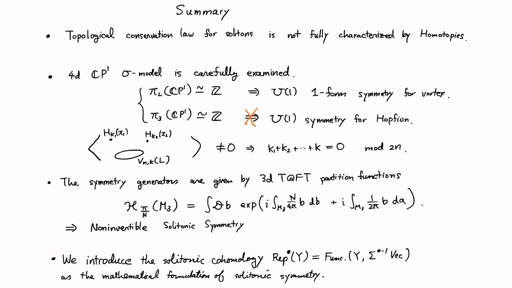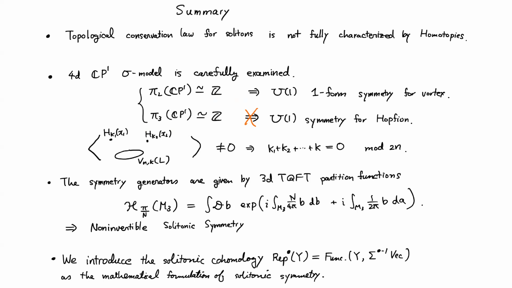Okay, so let me summarize my talk. We have seen that the topological conservation law for solitons is not necessarily fully characterized by homotopy in certain situations, and especially we see this situation in an explicit example of the 4D CP1 sigma model. For pi2 of CP1, we have a well-defined U1 one-form symmetry, and we can easily construct the net current. But for pi3 of CP1, we do not have a good U1. We can write down the Hopf number, but it cannot be written in a gauge invariant way for a general 3-manifold.